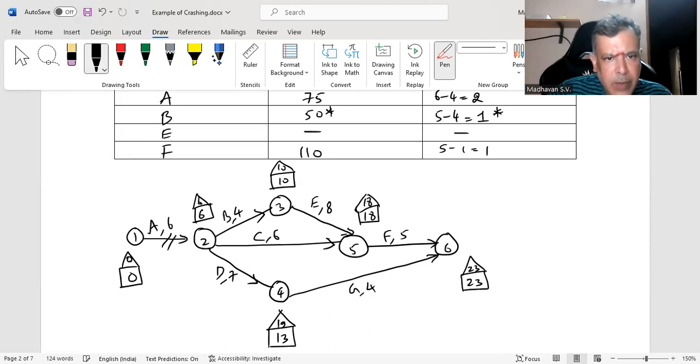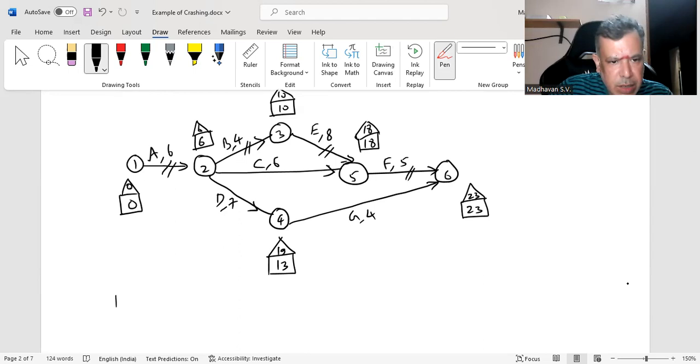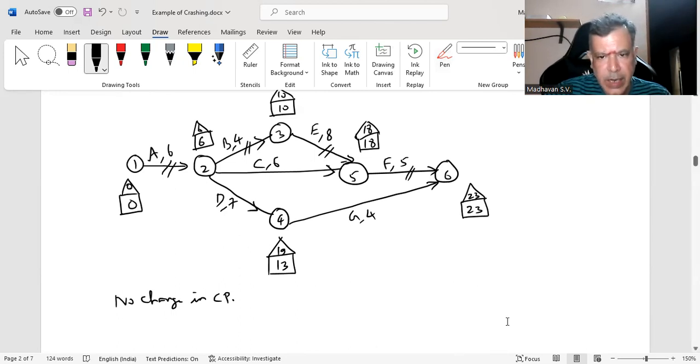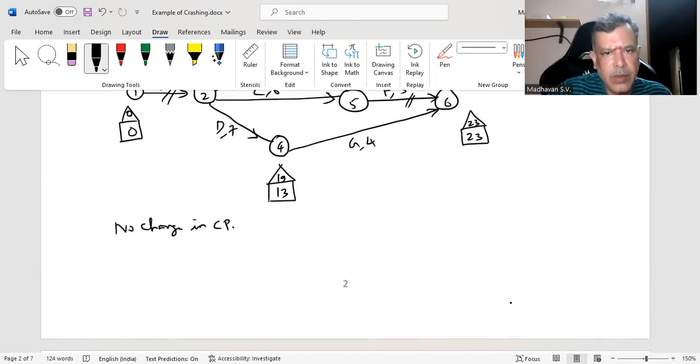It is A, 1 to 2, that is A, B, and then E, and then F. So I will say no change in critical path. So we can again calculate the cost. Total cost now is equal to previous total cost plus crashing cost minus savings.